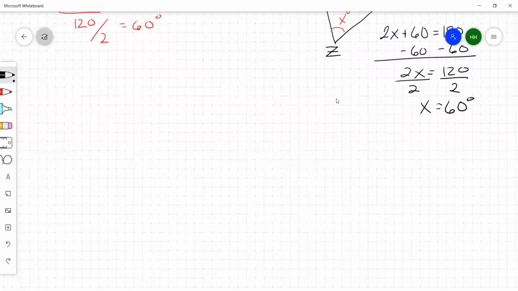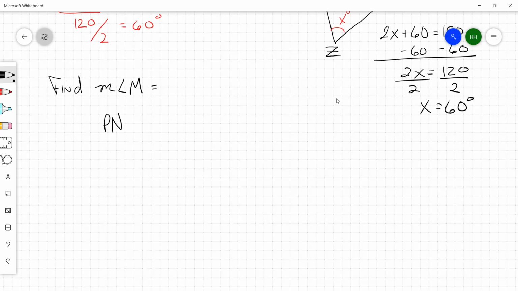Let's try this one. We're going to find the measure of angle M, and we're going to find PN for this triangle PMN.